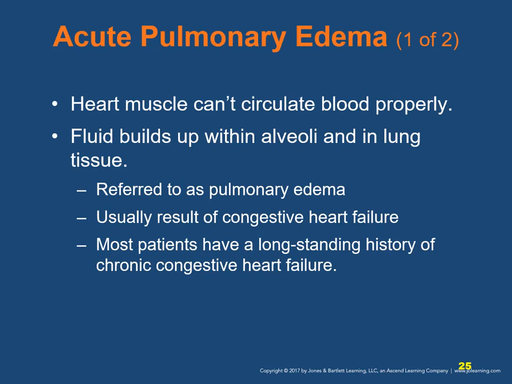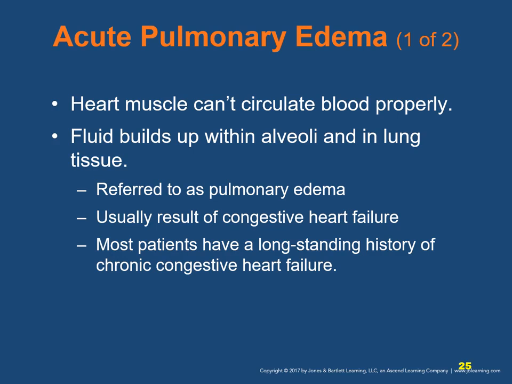Acute pulmonary edema. Sometimes the heart muscle cannot circulate blood properly. The left side of the heart cannot remove blood from the lungs as fast as the right side delivers it. Fluid builds up within the alveoli and in the lung tissue. This accumulation of fluid is referred to as pulmonary edema, and usually results from congestive heart failure.